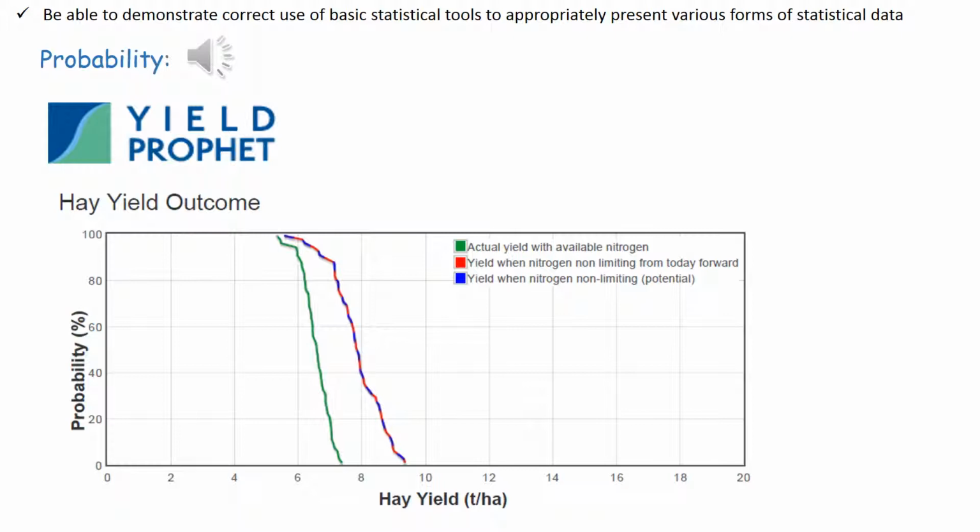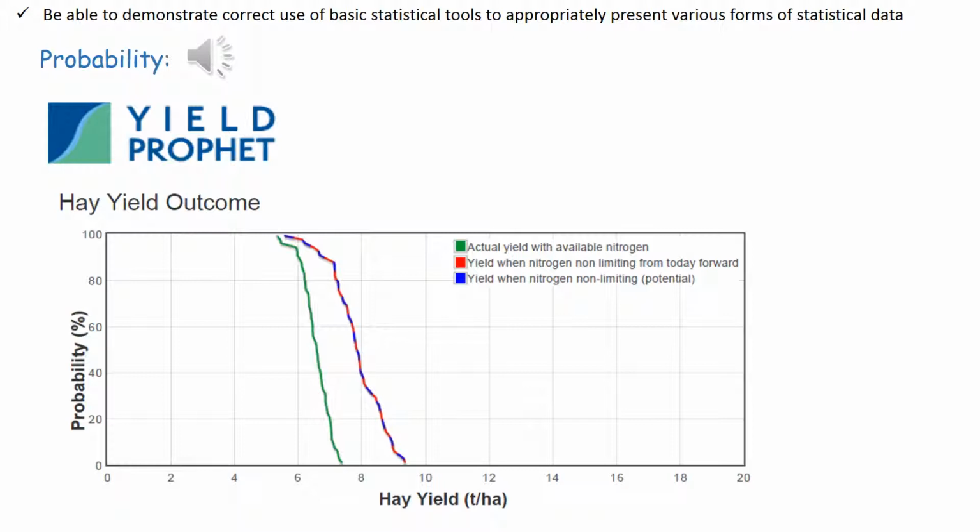This next slide shows us the hay yield outcome. So it's different from the previous slide which showed the grain yield. This time we're only looking at dry matter. So we can see from the green line, this is the actual yield available with available nitrogen to date. The red and the blue line combined is the yield that could be expected if nitrogen was non-limiting from today forward. So we can see from the green line that it starts off with a hay yield of about 5.5 tons per hectare and drops down.